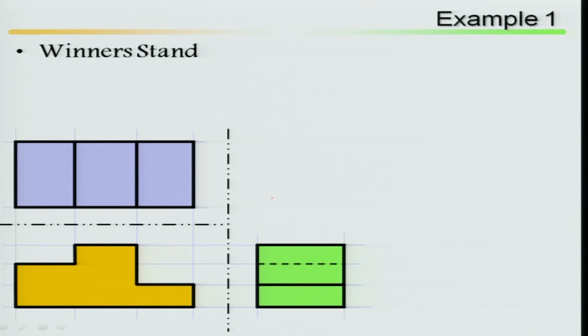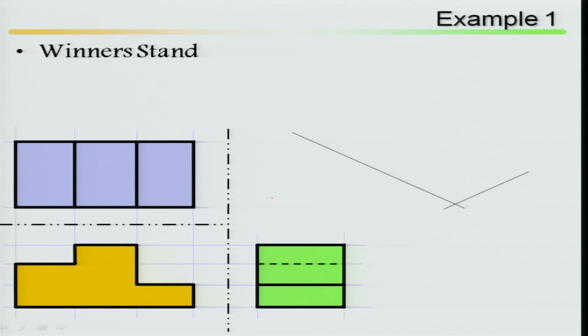Then let us start a few examples by means of offset methods, or you can draw them by means of box methods. Winner stand. If you look at the winner stand, a simple winner stand where number 1 winner, first runners up and second runners up stand one by one. This is a simple winner stand, and this is your top view, front view, and this is your side view.